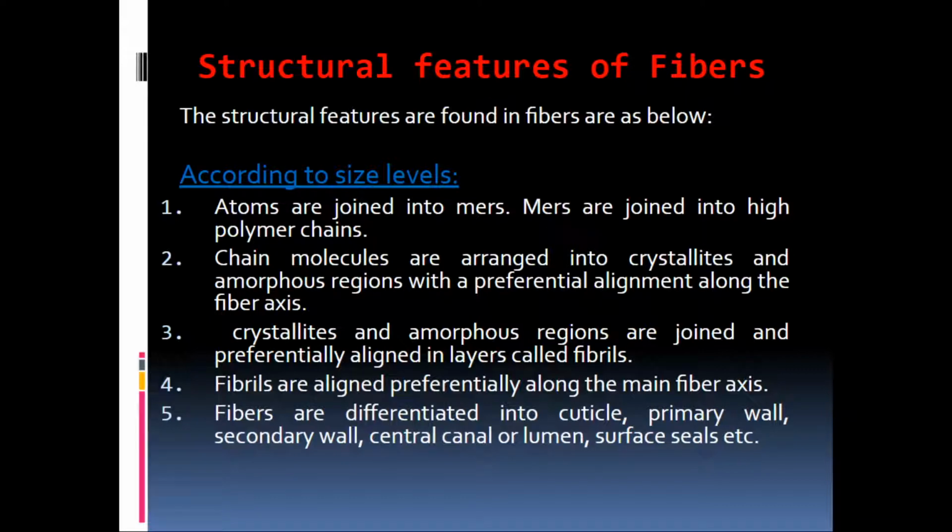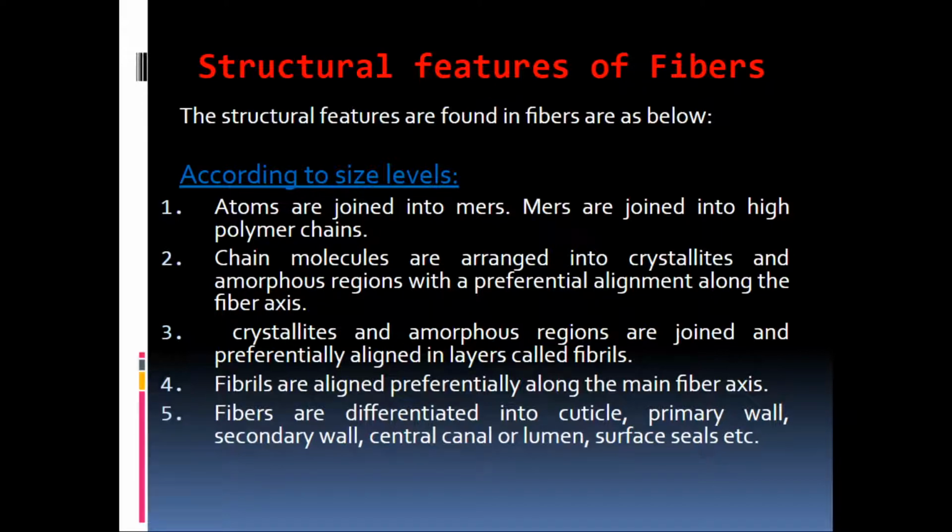For example, if you take the ethylene molecule, then carbon and hydrogen are joined to form mers, and these ethylenes are joined into a high polymer chain and converted into polyethylene. Then chain molecules are arranged into crystallite and amorphous regions with the preferential alignment along the fiber axis.